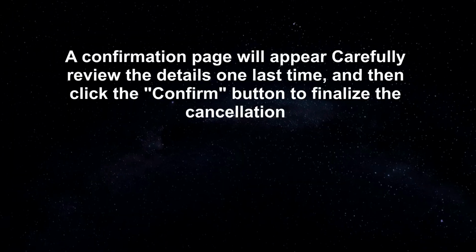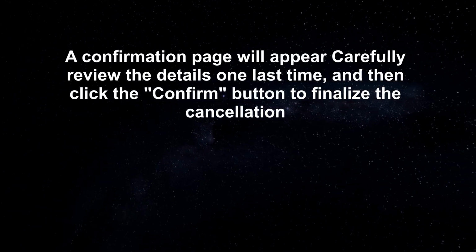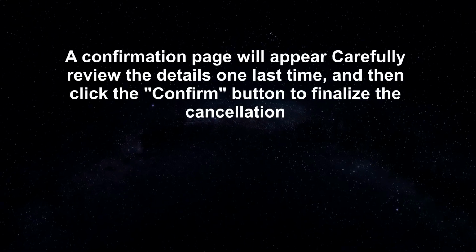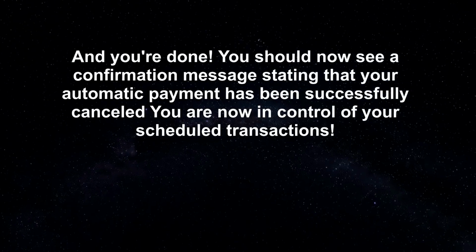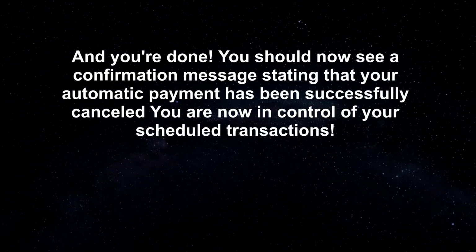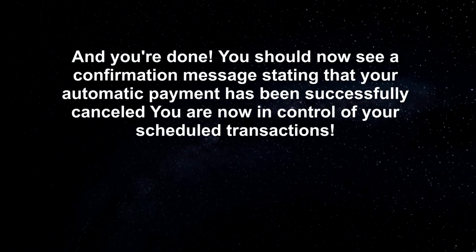Carefully review the details one last time and then click the confirm button to finalize the cancellation. And you're done. You should now see a confirmation message stating that your automatic payment has been successfully canceled. You are now in control of your scheduled transactions.